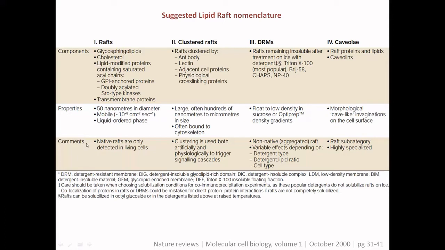Coming to our comments on the four different types of the lipid rafts. Rafts or the native rafts are found in the living cells. Cluster rafts can be found in the living cells as well as they can be prepared artificially, and DRMs are certainly not native. These are experiment based and variable depending on which detergent is used during the extraction process, what is the ratio of the detergent and the lipid, and from which cell types we are extracting the membranes. And caveoli are a raft subcategory, the primary category as we have discussed, and these are highly specialized.